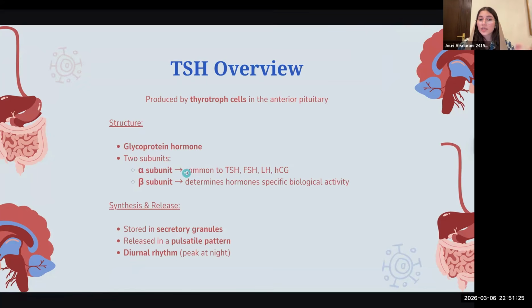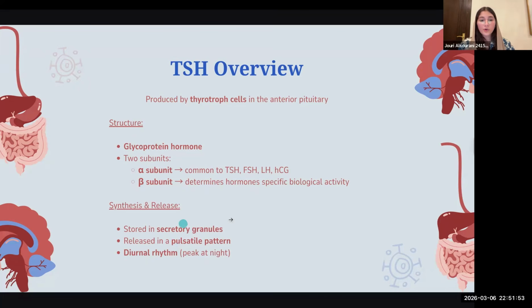The alpha subunit is common to multiple different hormones, TSH, FSH, LH. These all share the same alpha subunit. What differentiates them is the beta subunit. The beta subunit is what's going to be determining the specific activity of each hormone. So the beta subunit is basically what's going to determine what the TSH is going to do, what FSH is going to do, and so on. So the beta subunit is what differentiates these four different hormones.